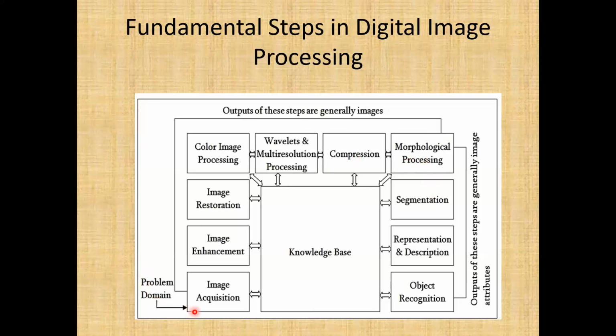Up to morphological processing, the outputs are generally images, and from segmentation, representation and description, and object recognition, the outputs of these steps are going to be only attributes. The segmentation process partitions the image into meaningful regions. Representation is representing the segmented area so that it can be processed with the help of digital computers. And object recognition is one in which the objects present in the images are recognized and labeled.